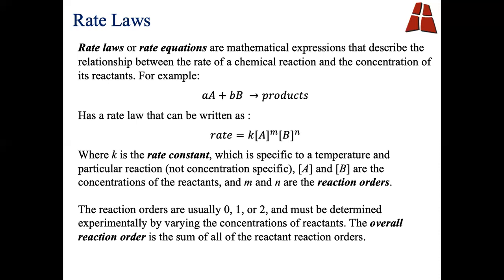And so the overall reaction order then, say for example, m was 1 and n was 2, then our overall reaction order would be the sum of those, which would be 3, but the reaction order for A would be 1, reaction order for B would be 2, okay?